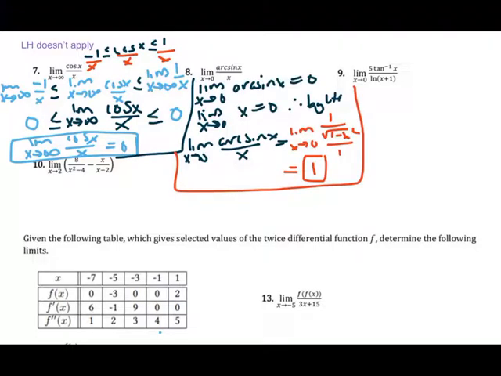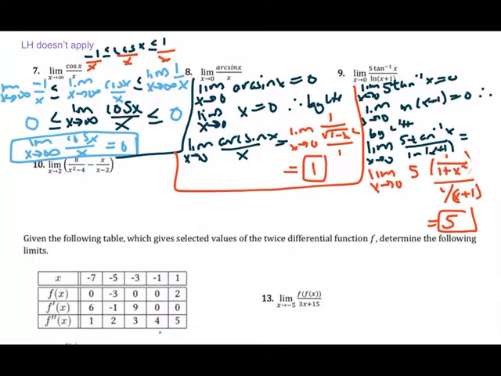So for number 8, if you use direct substitution, both the limit as x approaches 0 of the numerator and the denominator are equal to 0. You must state that. That means that we can apply L'Hopital's rule and take the derivative of arcsine, which is 1 over the square root of 1 minus x squared, and take the derivative of x, which is 1. And now we can use direct substitution. 1 over the square root of 1 minus 0 is just going to give us 1.